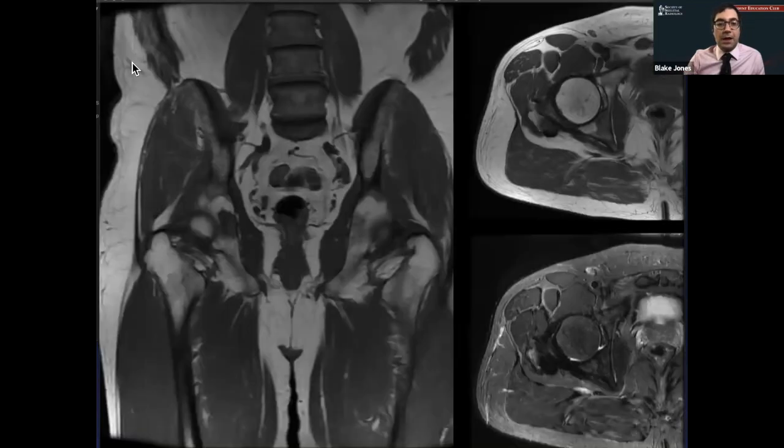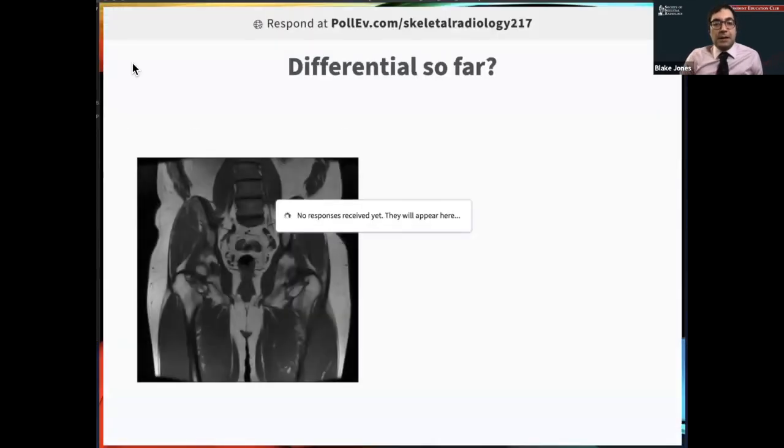So obviously, what was obtained next was an MRI to see if we could determine what was going on with this lesion. I've given you some T1 images in multiple planes and an axial T2 FATSAT. So you can digest that for a minute and compare it to the other side. So far, what's in our differential?